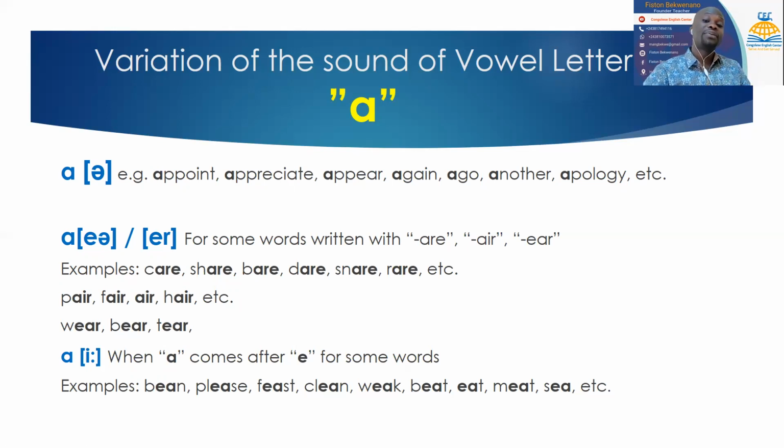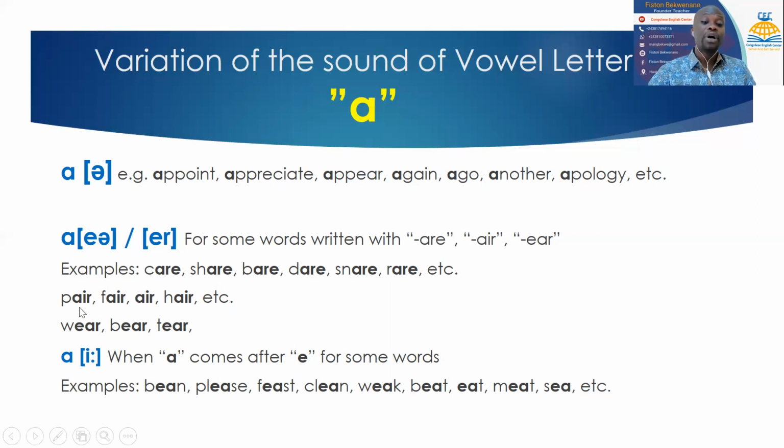The following sound still for the vowel a is air. It's going to be written phonetically this way, or it's just a with a sound with the R, that's air, like Americans can do. So we have it for some words written with are, air, or ear. Examples of them can give the sound of air. And examples are like care, share, bear, dare, snare, rare, etc.